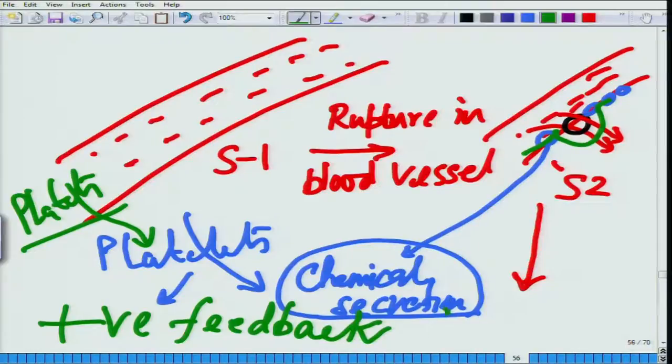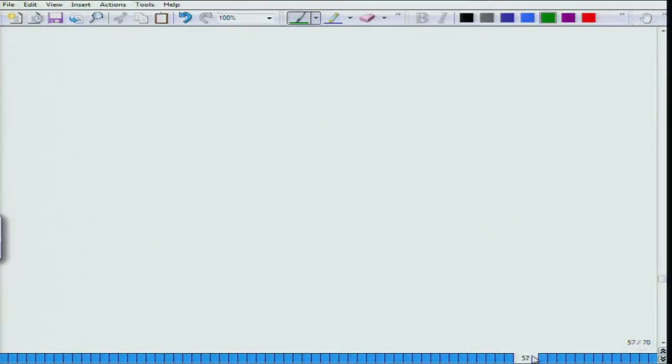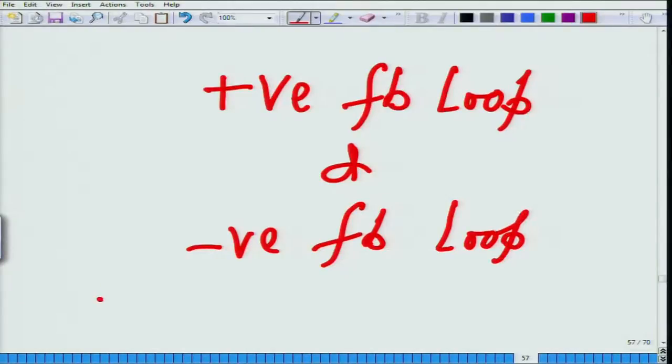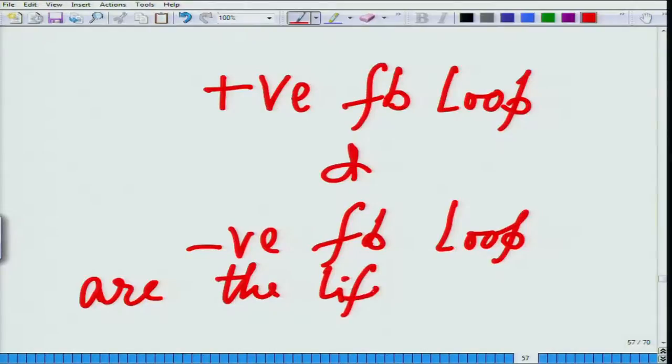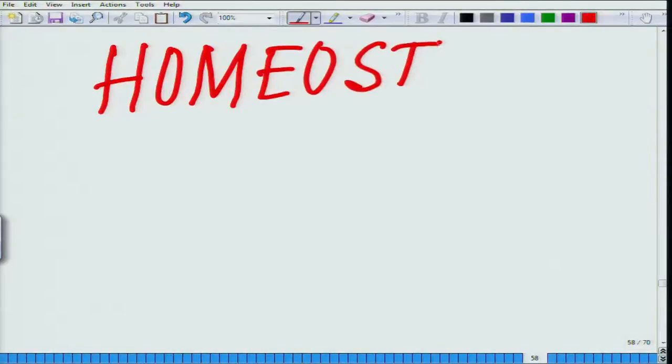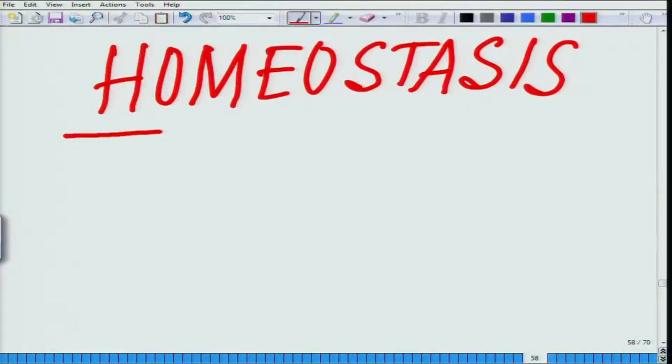All across this course, we will come across several positive and negative feedback loops. These positive and negative feedback loops are the lifeline of our survival. They are the ones which help us maintain something called homeostasis. This word is extremely important. Homeostasis means maintaining the balance, or maintaining the normal functioning of the system. That is called homeostasis. This homeostasis is dealt with at several levels.